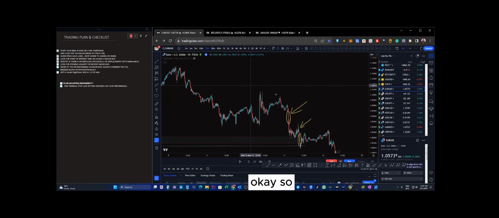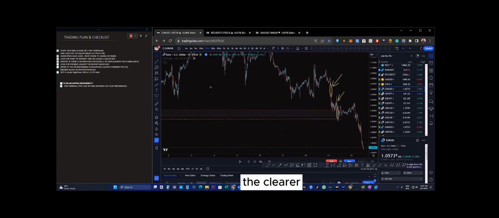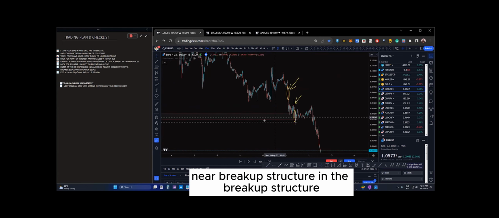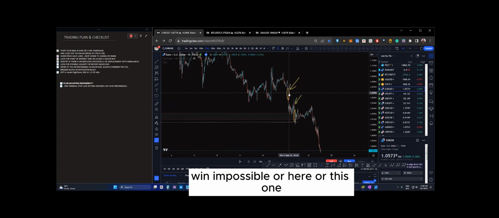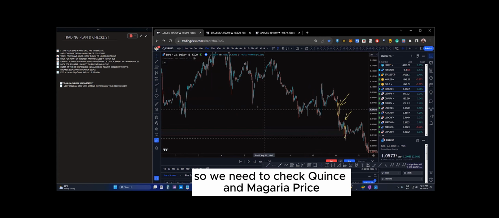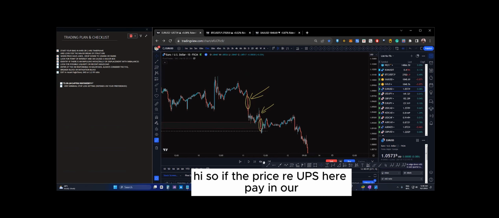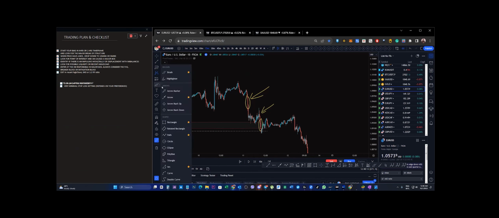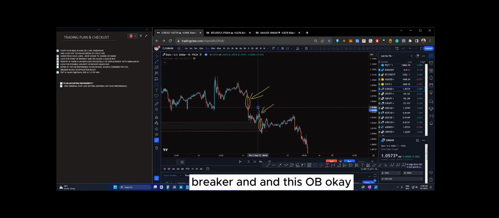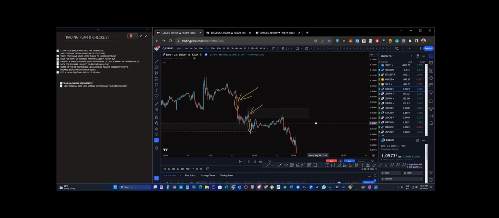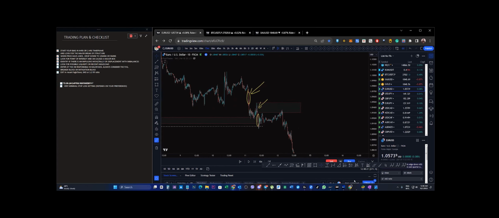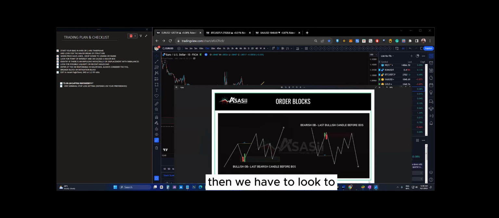Okay, so the clearer near breakup structure with impulsive move, here or this one. So we need to check kung saan magre-react ang price. Okay, so if the price reacts here, in our breaker and this OB, okay, oo nga, nag-react siya. Then we have to look to the OB. OB is bullish OB or bearish OB. So we will look for a bearish OB kasi in 4 hours, bearish siya.